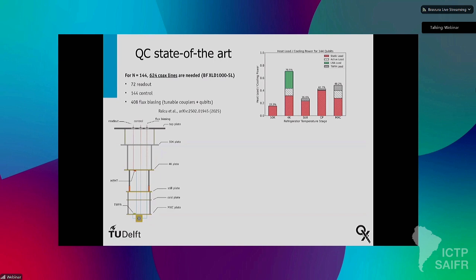This is, I think, from an XLD1000, the Bluefors system. Even if you make the system bigger, you run into similar issues with just a few more qubits. So replacing or supplementing some of these coax lines would be really beneficial.